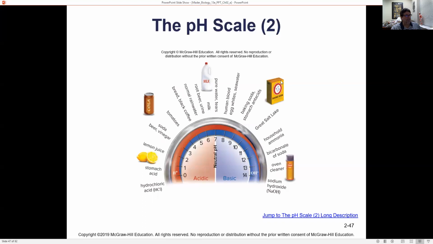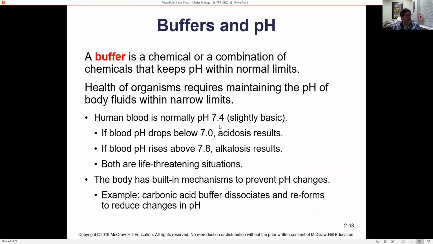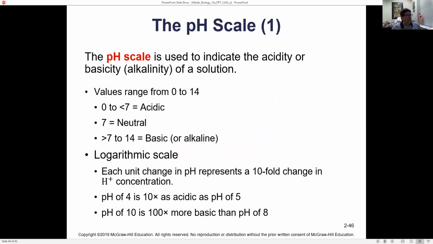And on the other end, sodium hydroxide and oven cleaner are very dangerous in your household. Ammonia is very dangerous to children or anybody eating it. These are strong bases that can be used to clean things. Blood is a little bit on the base side, 7.2 or so. But anyway, it's pretty interesting chemistry, and we'll talk more about that in class.